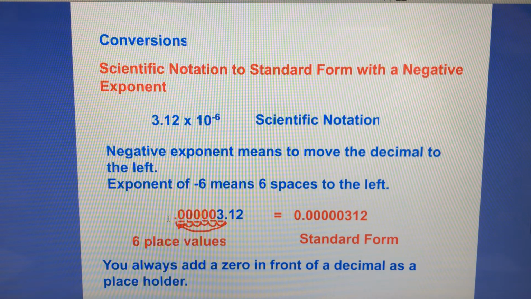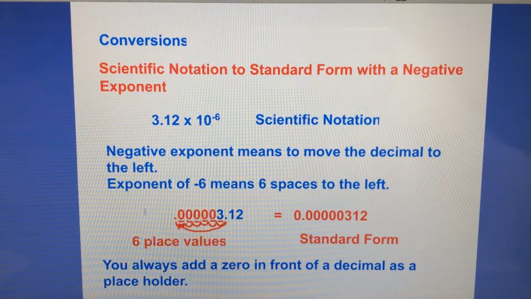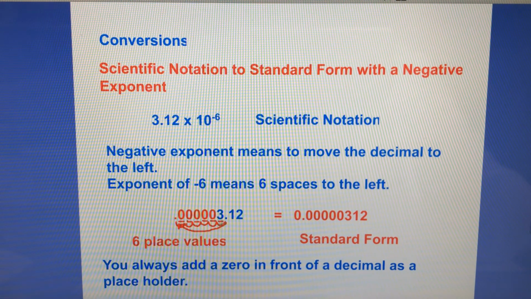This would be the same as dividing by 1 million because you would have it in the denominator because it was a negative exponent. We're taking some shortcuts here, and we are just moving our place value. I have to put a placeholder there, so I have 0.0000312. You always add a 0 in front of a decimal as a placeholder. Notice that I now have 6 zeros, even though one of them is in front of the decimal.